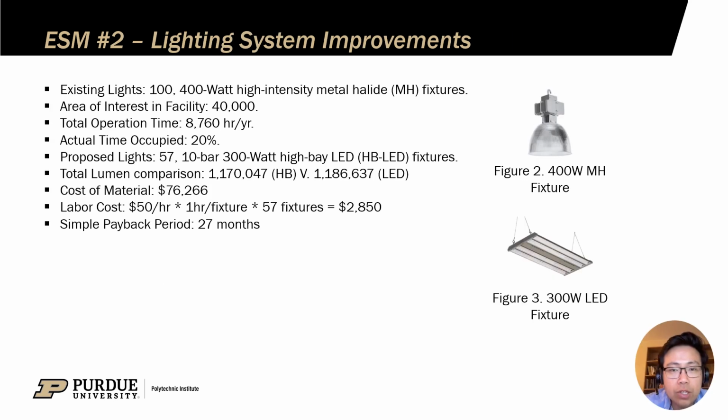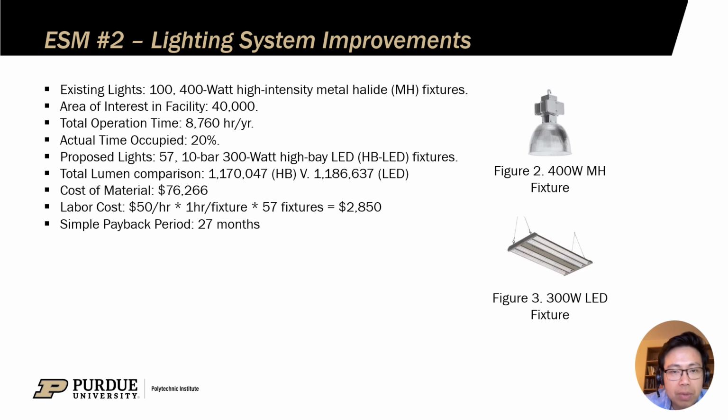In this slide, I want to highlight our energy saving measure number 2, which is lighting system improvements. Currently, we have 100 high-intensity metal halide fixtures, each 400 watts, lighting a 40,000 square foot area in our facility. These lights operate for 8,760 hours per year, pretty much 24/7, and they are only occupied 20% of that time.